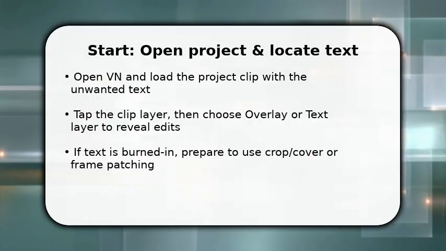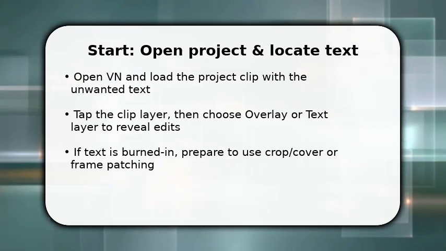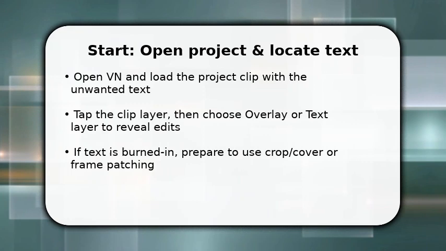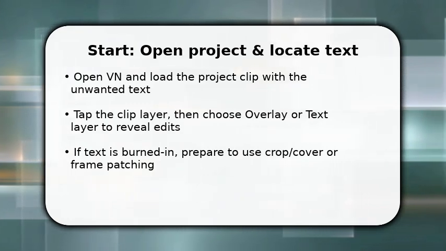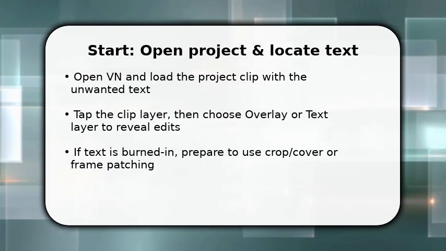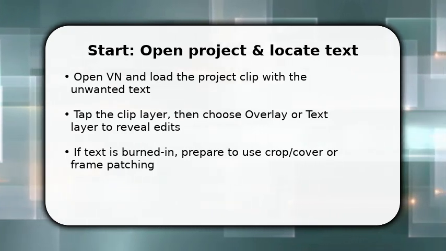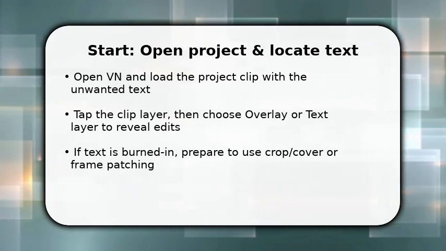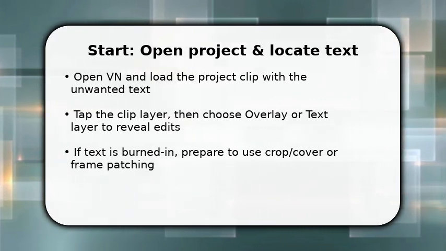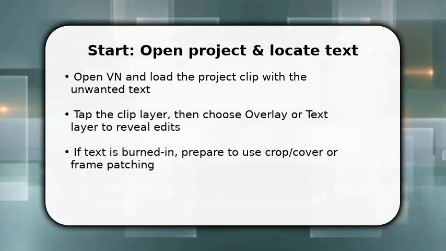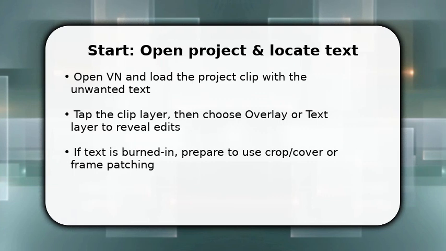You already have VN and your project open. Now act. Tap the video clip that contains the text and inspect the layer stack. If the title is a text or sticker layer, select it directly and use the delete/trash icon to remove it. If nothing selects, the text is burned into the footage. Make a duplicate of the clip and position it above for masking. Once done, make sure to zoom the timeline for frame-accurate work before proceeding to detailed removal.